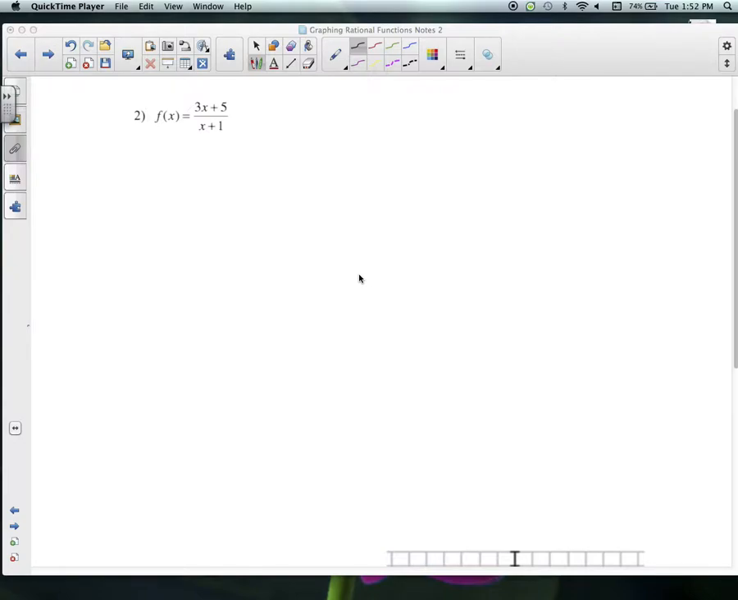We're going to take a look at another example in this video. Same steps as before for graphing a rational function. So our first step is to simplify. There's nothing to simplify here. That's going to come in future examples. So we're going to go right into the x and the y intercepts.